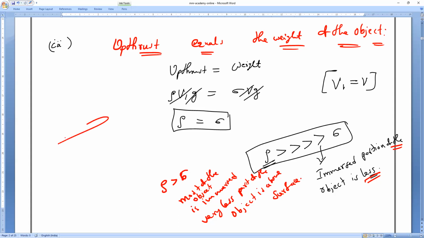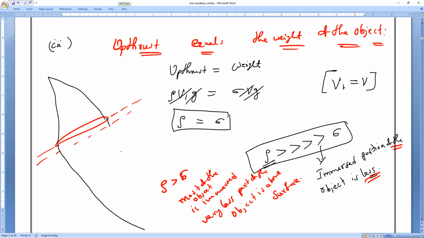Like you can take in an ocean, there are icebergs. Do you all know icebergs? For example, when I see an iceberg like this, imagine the bottom is 8 by 9 times of the iceberg inside the water, and the visible iceberg is just 1 by 9th of the iceberg.